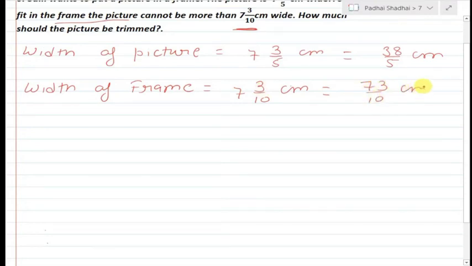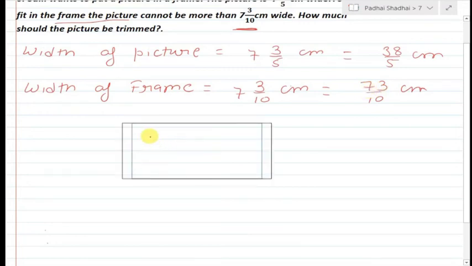As the width of the frame is smaller than the width of the picture, we have to subtract the width of the frame from the width of the picture. Whatever answer we get is to be trimmed from the picture, or that part is to be cut out from the picture. You can get the simple answer. See here beta, I have shown it in the figure. The smaller one is the frame and the bigger one is the picture, so this part we have to cut out. So we will subtract the width of the frame from the width of the picture.